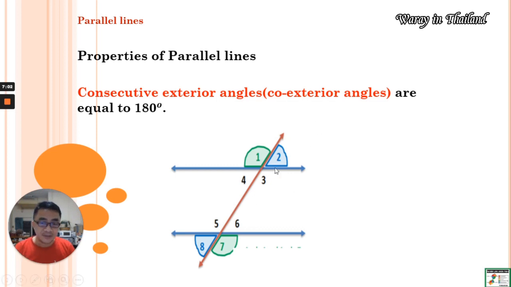Now the other one is on the right side. We have angle 2 and angle 7. That is also equal to 180 degrees. So that is also an example of co-exterior angles. Do you understand? Now we have your example.